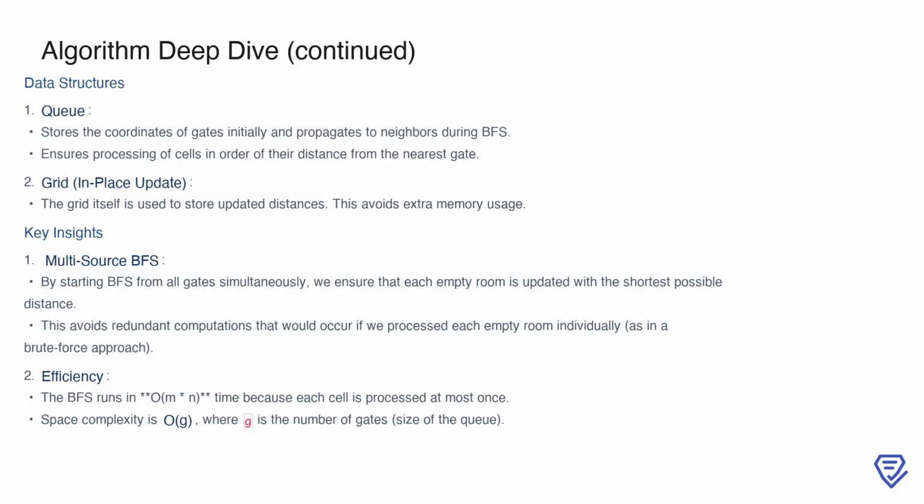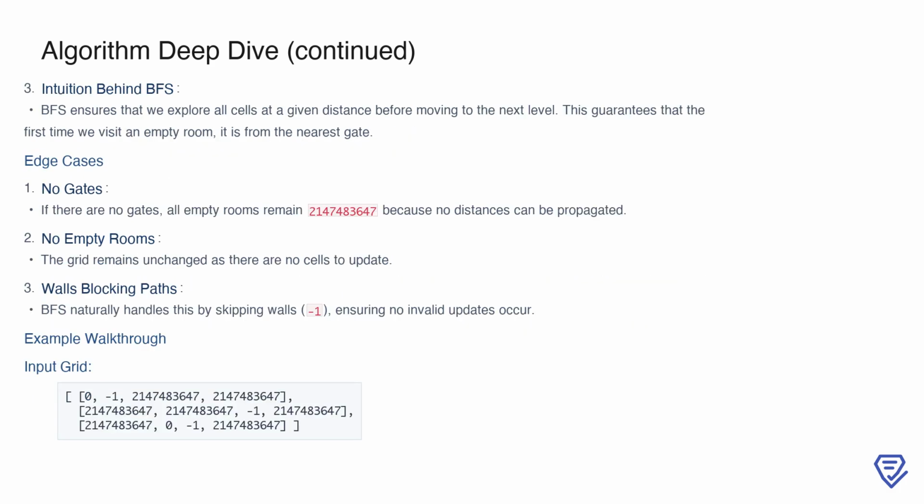The overall efficiency of this algorithm is notable, with a time complexity of O(m*n), since each cell is processed only once, and a space complexity of O(g), where g is the number of gates, as this determines the maximum size of the queue. The intuition behind using BFS lies in its level-by-level exploration. As BFS progresses, it ensures that all cells at a given distance are fully processed before moving to the next level. This guarantees that when an empty room is visited for the first time, it is from the nearest gate. This property is crucial for solving the problem efficiently.